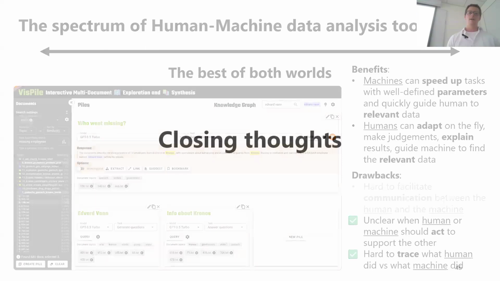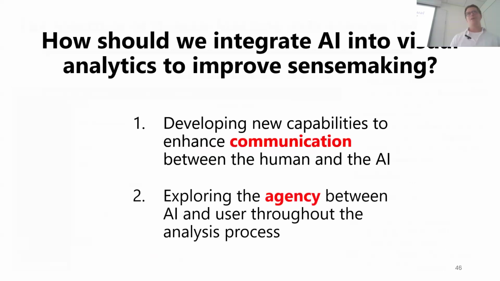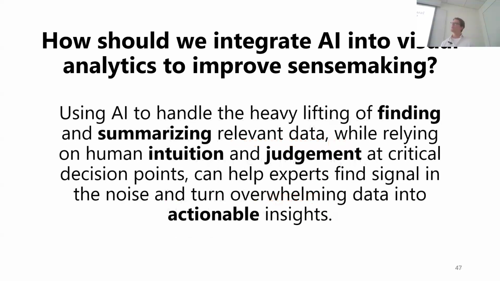All right, and so that was a lot. What did we accomplish today? We talked about communication and agency and human AI collaboration and visual analytics. And so based on what we've seen so far, what would be my one takeaway for you guys? I think if we're working on these human AI data tools, the AI should be focused first on handling the heavy lifting of finding and summarizing relevant data, then relying on the human's intuition and judgment at these critical decision points, surfacing it for the human to operate on. So that can help, I believe, experts find signal in this noise and then turn these data into insights.